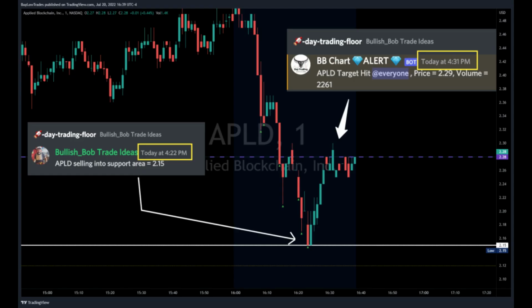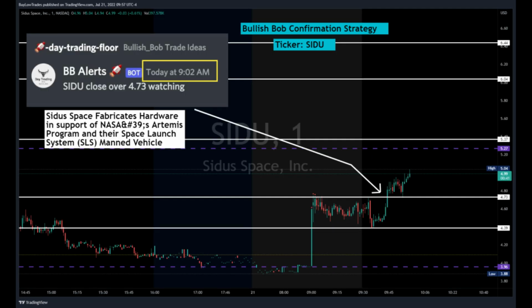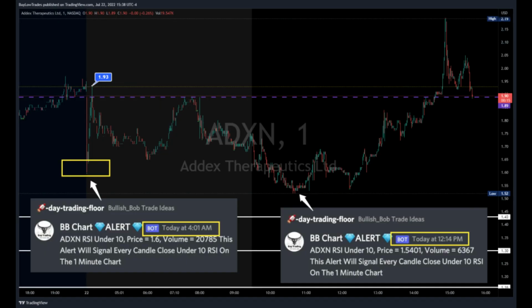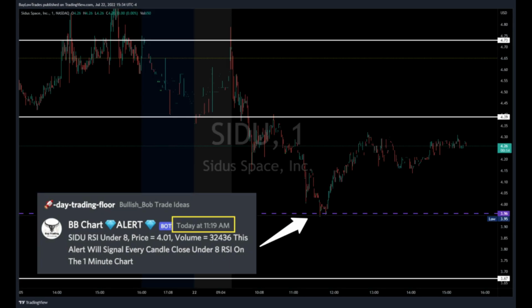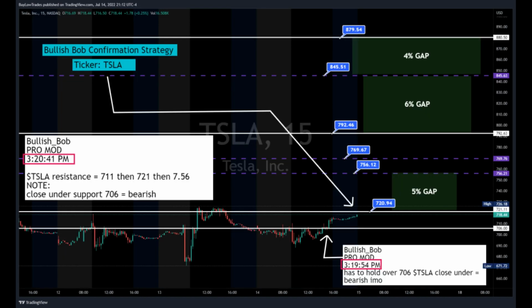Now, of course, any Discord could have callouts like this on APLD, SIDU, ADXN, TSLA, even SPY. But what really is more important is the strategy that we implement for ourselves. For me, that's going to be the confirmation strategy.